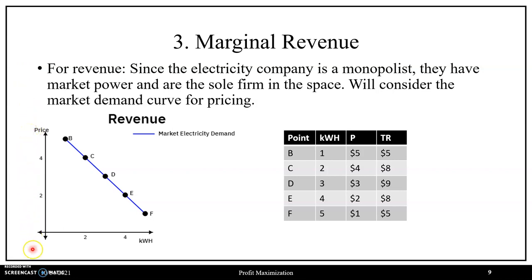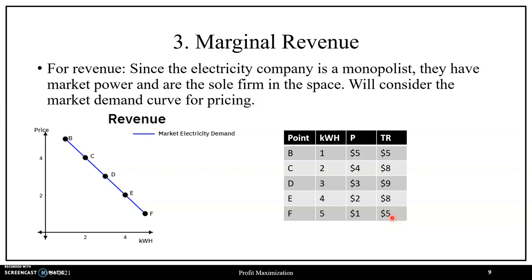on the vertical axis, electricity in terms of kilowatt hours is on the horizontal axis. We have our downward sloping market demand curve due to the inverse relationship between price and quantity demanded. And in terms of calculating revenue, this is going to be the matter of scaling price by quantity in terms of what we see on the demand curve in the market, where this is going to be price times quantity at each point from B to F, where we see that total revenue is increasing from points B to D and then begins decreasing from points D to F.